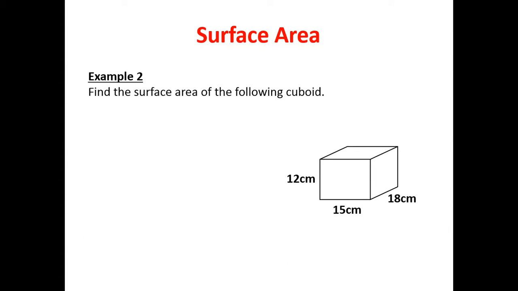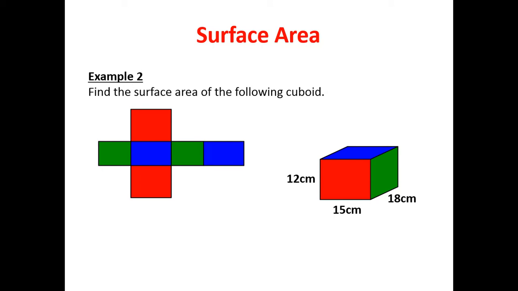Alright, example number 2. Find the surface area of the following cuboid. Well, I'm going to colour it in to make it a tiny bit easier. If I was to unfold it, this is the net I would get, and there are 2 red sides, one on the front, one on the back. There are 2 green sides, one on the right, one on the left, and there are 2 blue sides, one on the top and one on the bottom.